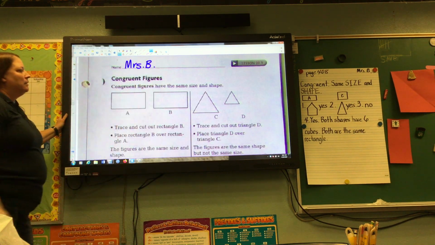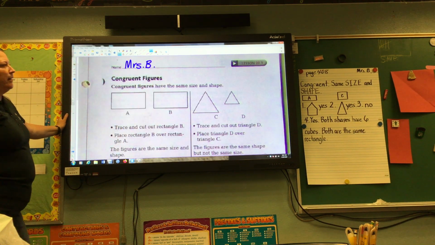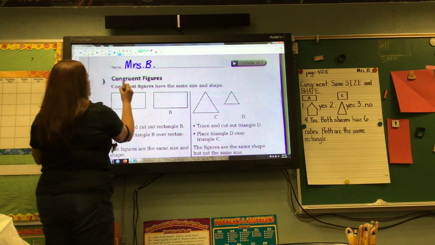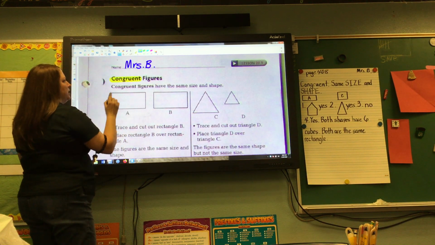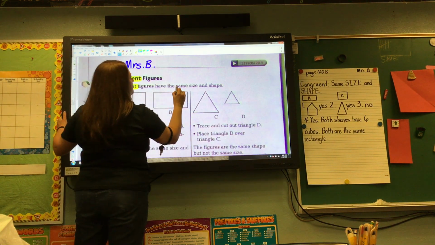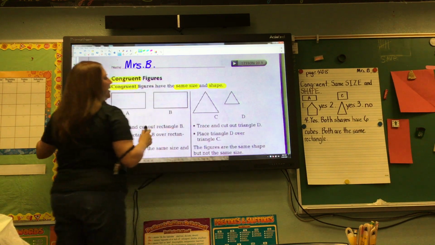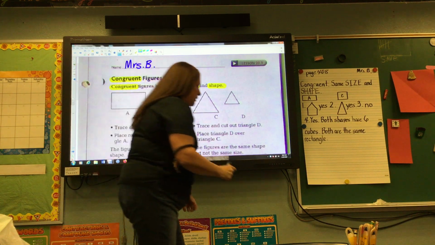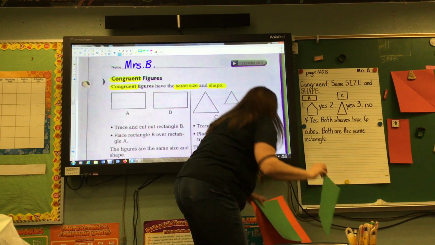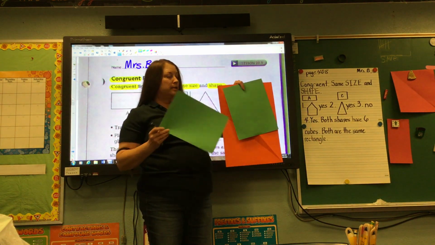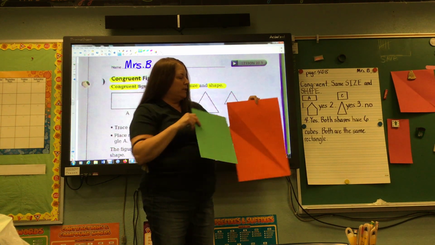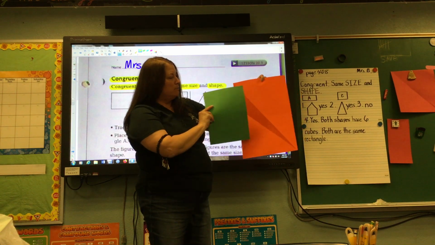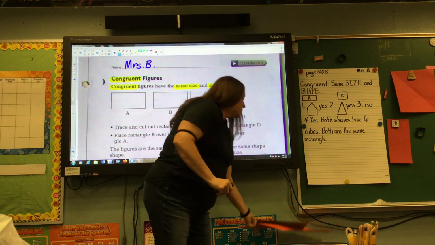Okay, now let's take a look at what we talked about today, that word we were discussing earlier, that word congruent. Congruent figures, remember, congruent figures have the same size and shape. They have to be exactly the same size and the same shape. Remember back to the other rectangles I talked to you about. We had the 2 green rectangles, same size, same shape, but then we had the orange rectangle and the green rectangle. They are the same shape, but they are definitely not the same size. So keep your eyes peeled.